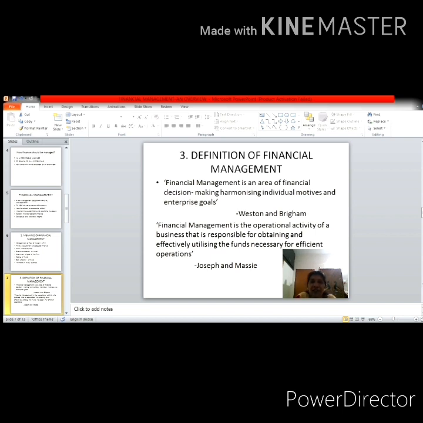What they have said is, financial management is the operational activity of a business that is responsible for obtaining and effectively utilizing the funds necessary for efficient operations. Here 4 points have been identified. 1. It is the operational activity of a business. What do you mean by operational activity? For day-to-day functioning of the business, finance plays a very important role. Without finance, the day-to-day operations of the business cannot be done. So, it is an operational activity of a business.